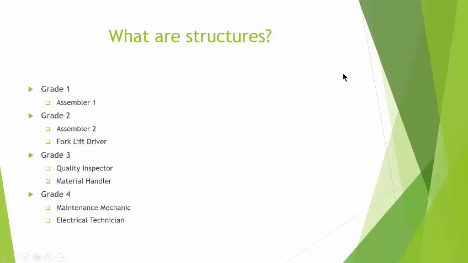Each grade in our example includes the following jobs. So grade 1 has an assembler 1 in it. Grade 2, assembler 2 and forklift driver. Grade 3 includes quality inspector and material handler. And grade 4 includes maintenance mechanic and electrical technician.